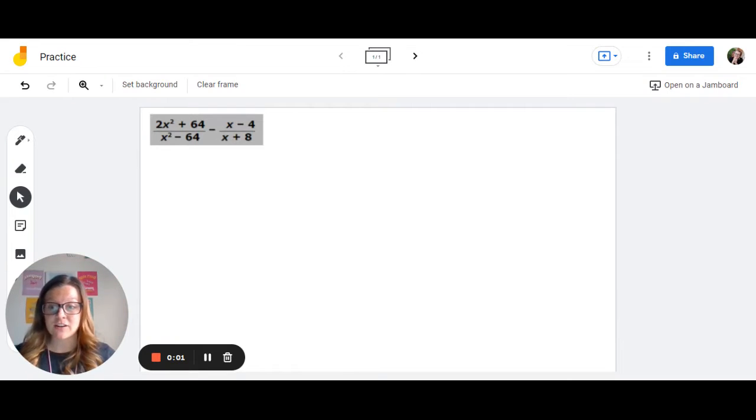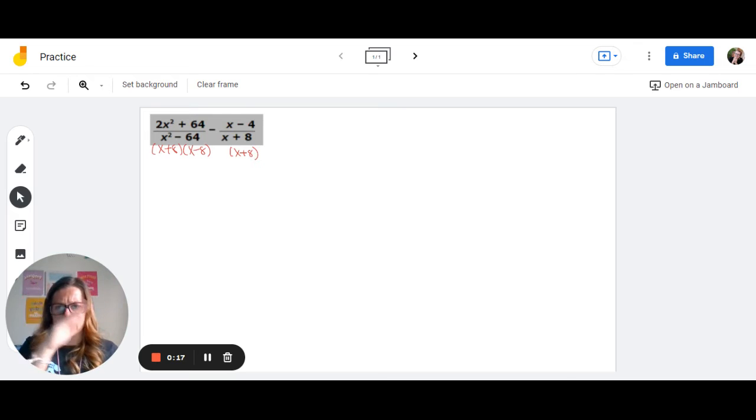All right, y'all, let's go ahead and look at another one. And this one, we are subtracting two rational expressions. Again, same first step. We are going to factor the denominators. So this gives me x plus 8 times x minus 8. And then I already have the x plus 8 over here.